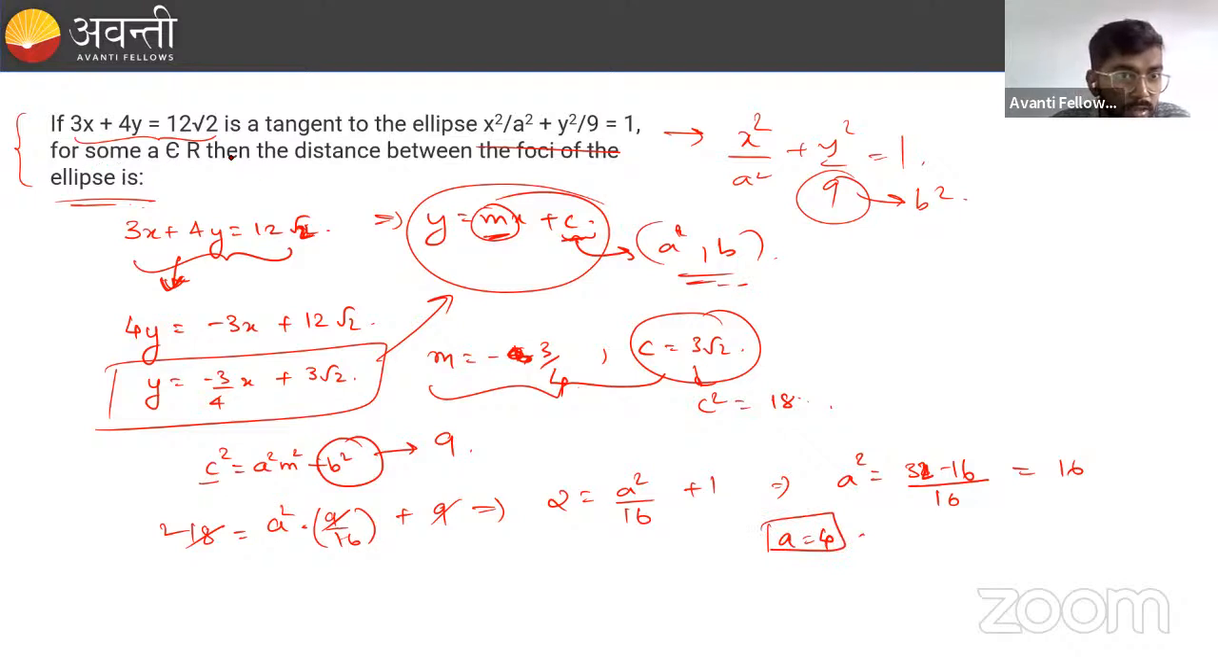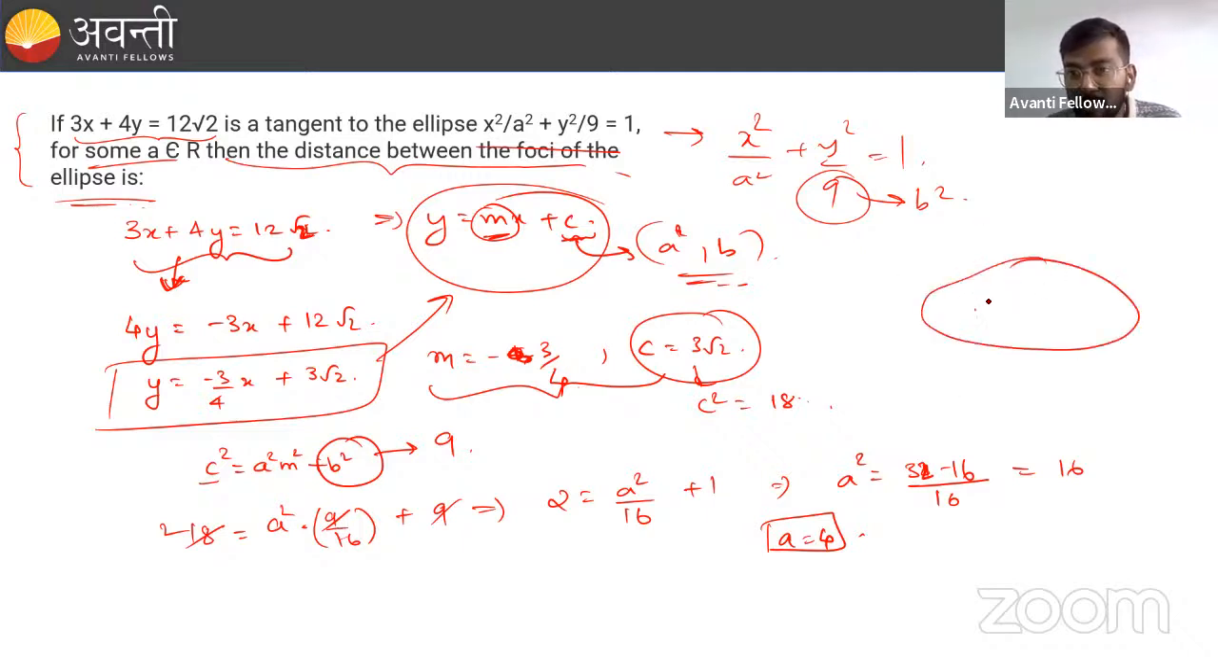So what has been asked? The distance between the foci of the ellipse. We know that the foci of this ellipse are given by (-AE, 0) and (AE, 0). So this distance between the foci can be written as 2AE. Now we already know the value of A. We need to find the value of E.